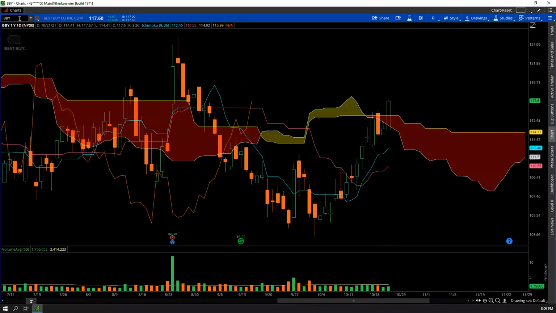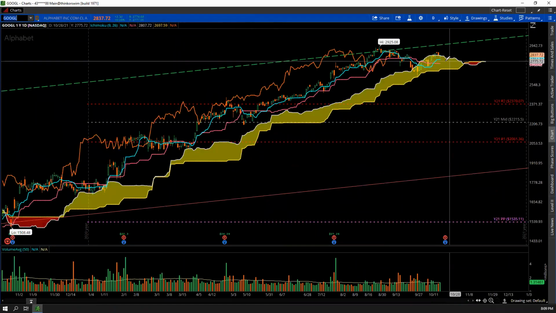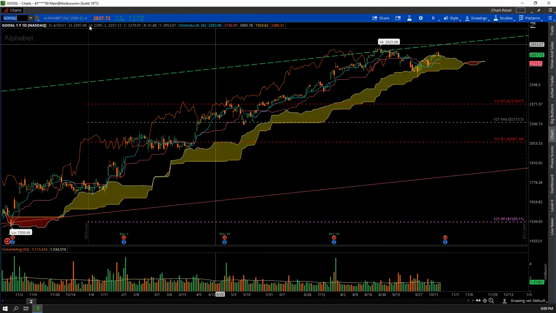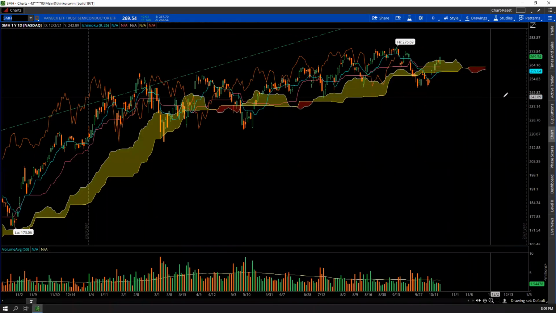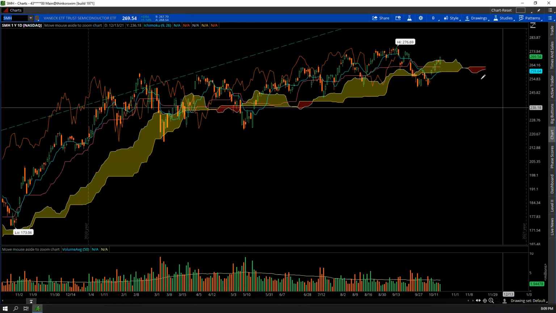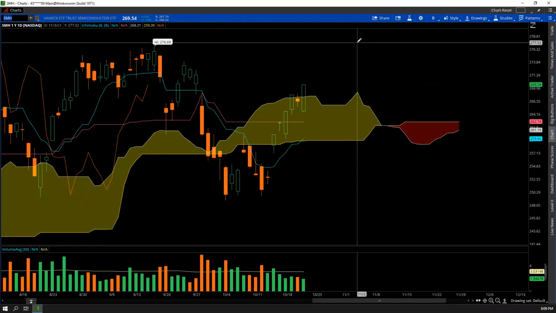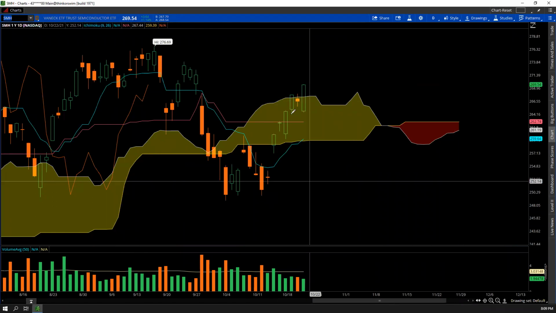Other things that are breaking above the cloud are, say, Google. It's trying to move above the cloud. Semiconductors, it's kind of breaking above the cloud. So here's what I found on the web. Oh, my Google caught it when I said Google. Okay, so it's breaking above, right?